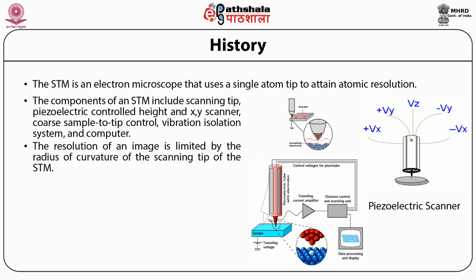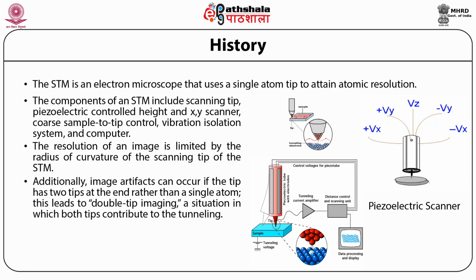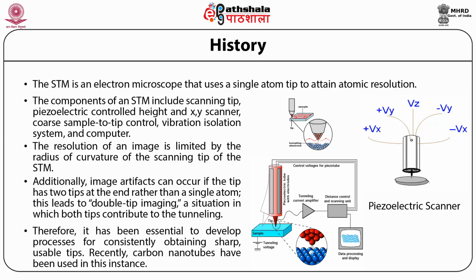The resolution of an image is limited by the radius of curvature of the scanning tip of STM. Additionally, image artifacts can occur if the tip has two tips at the end rather than a single atom. This leads to double tip imaging, a situation in which both tips contribute to the tunneling. Therefore, it has been essential to develop processes for consistently obtaining sharp, usable tips. Recently, carbon nanotubes have been used in this instance.